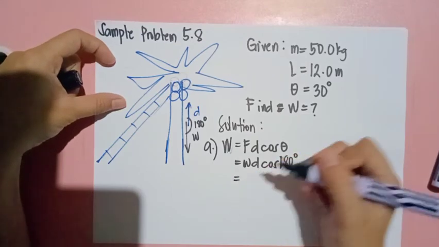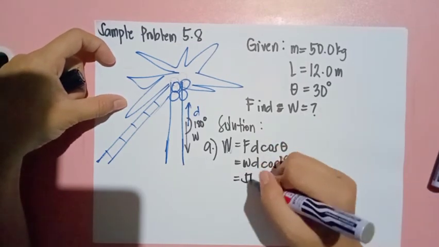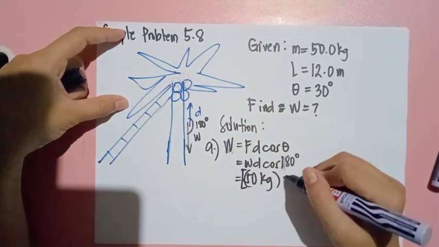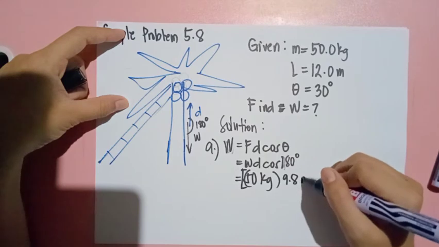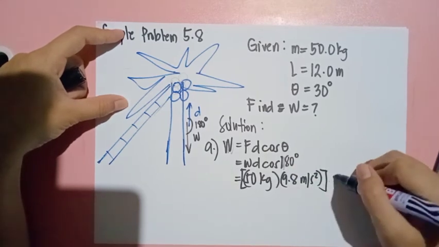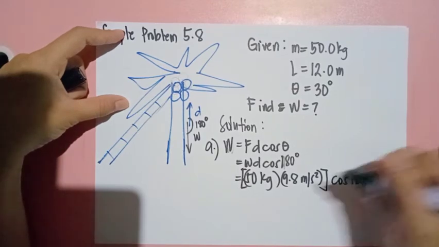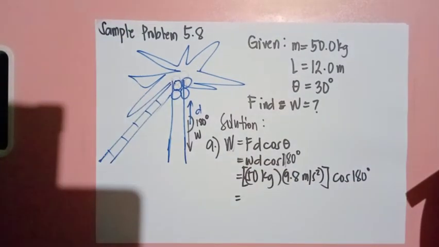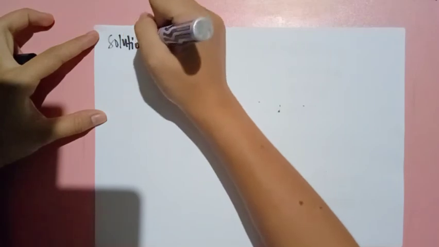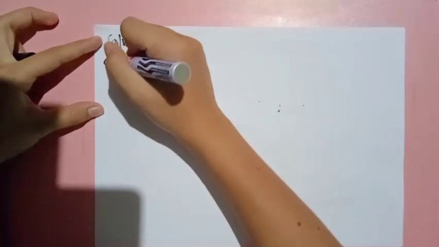So how do we get the weight? Again, 50 kilograms times 9.8 meters per second squared, cosine 180 degrees. So 50 times 9.8. Oh, I forgot the displacement. I'm going to do it again here. So, solution for the first case.